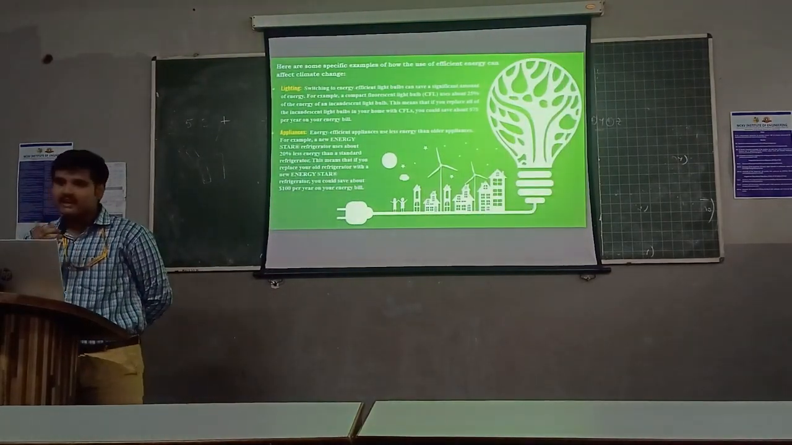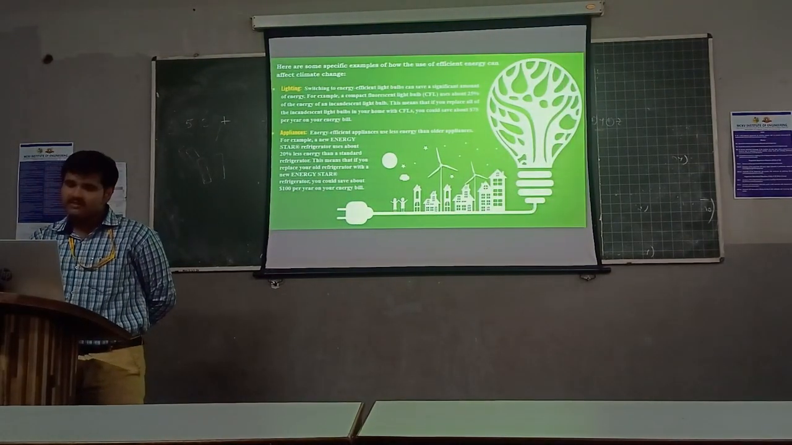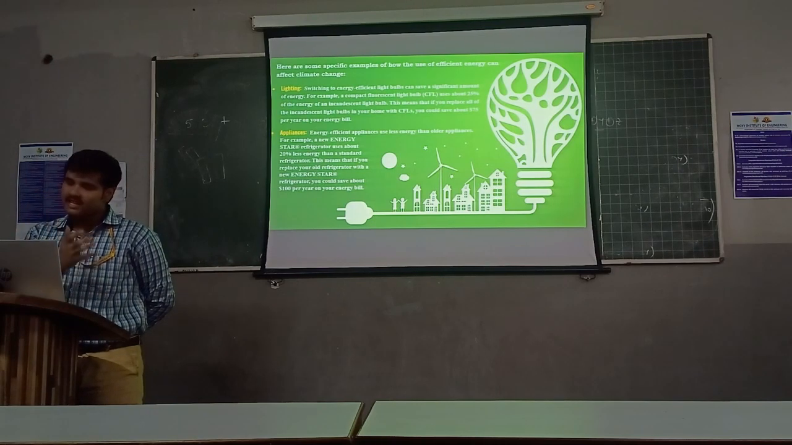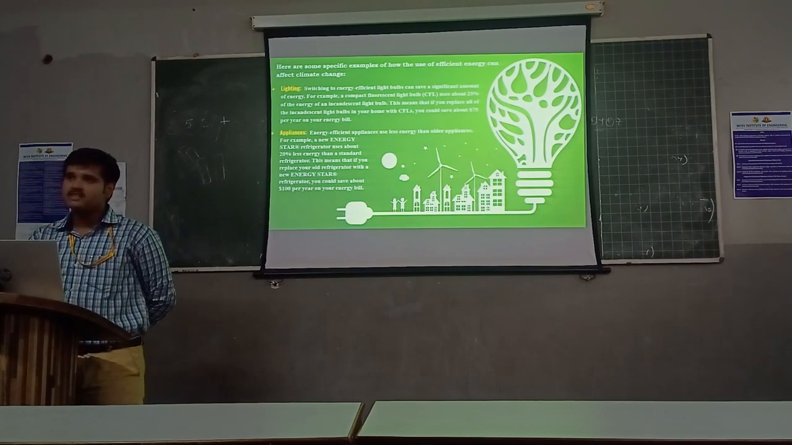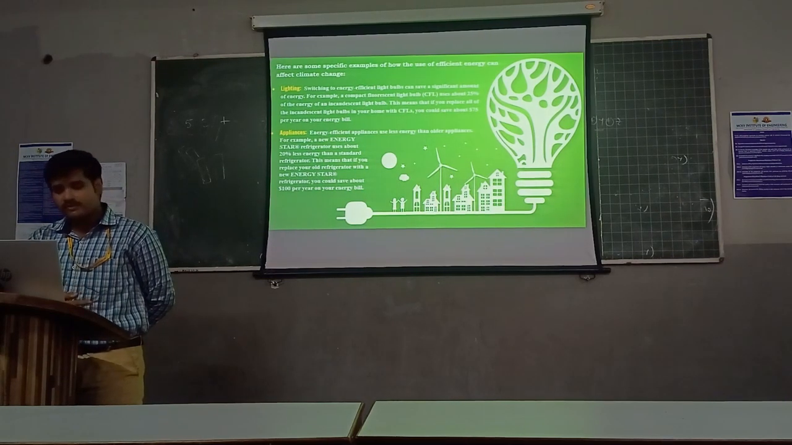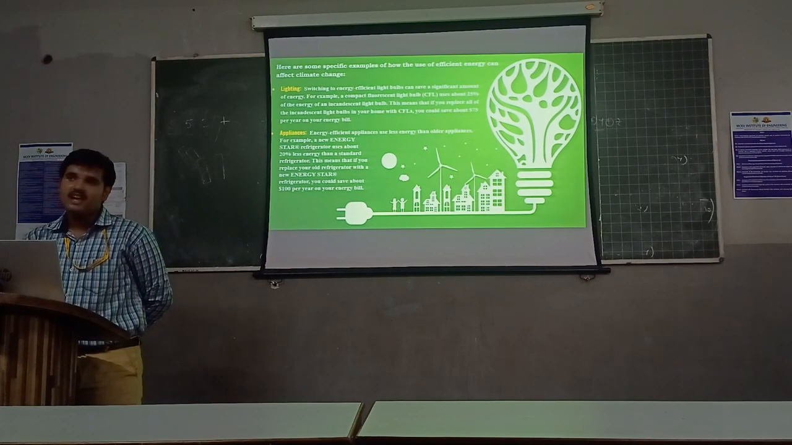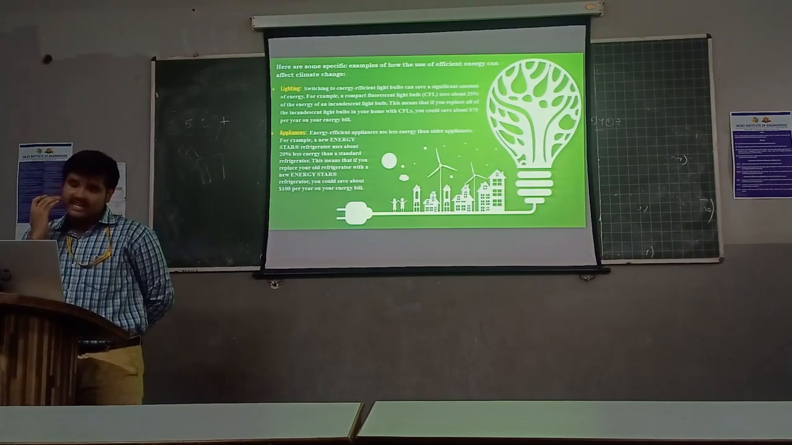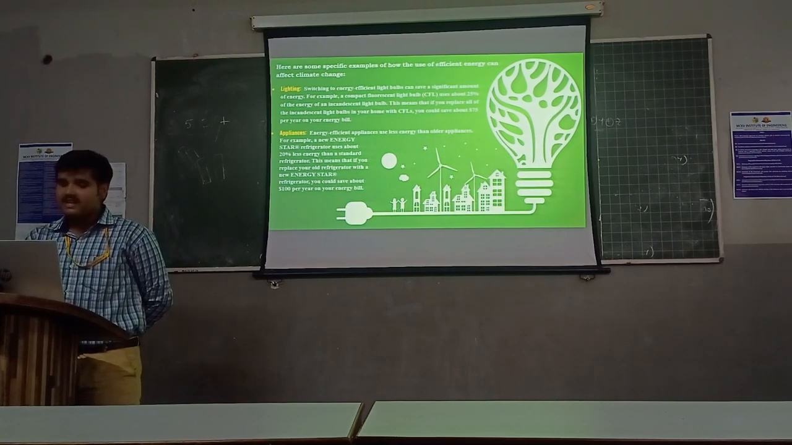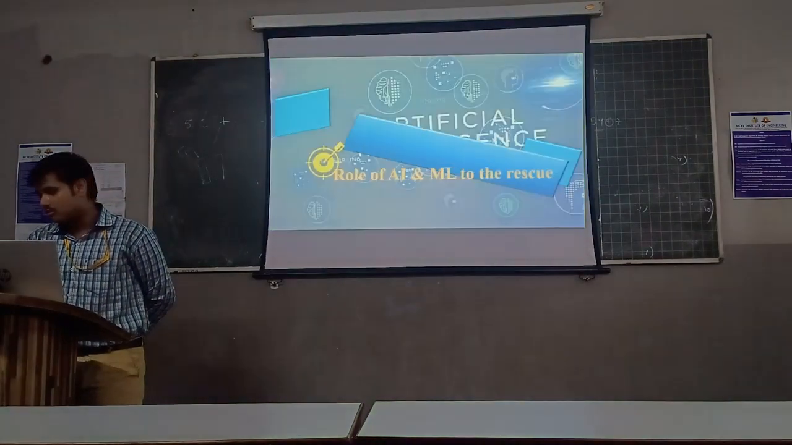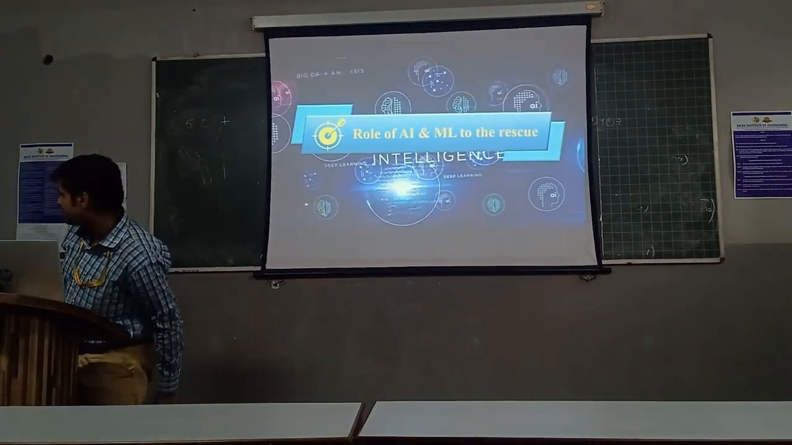There are some examples. If we use a CFL bulb instead of an incandescent bulb, we save $75 per year on our energy bills. And if we use an Energy Star refrigerator instead of a normal standard refrigerator, then we use 20% less energy than the standard refrigerator, and we save $100 per year on our energy bill. Now I would like to invite Sandipan for the further presentation.